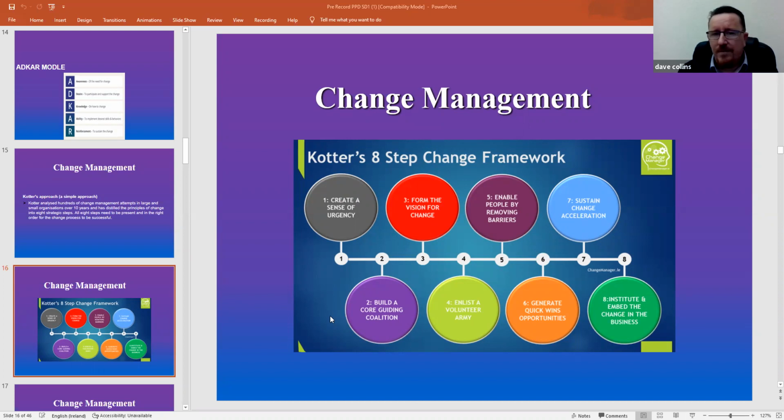So, if you look at it, create a sense of urgency, right? Let people know, we really need to get this done. Our competitors are flying past us, they're leaving us standing. We need to get this done. Build a core guiding coalition. So build a team that can guide, form your vision, enlist a volunteer army, get people on your side who want to help with this change.